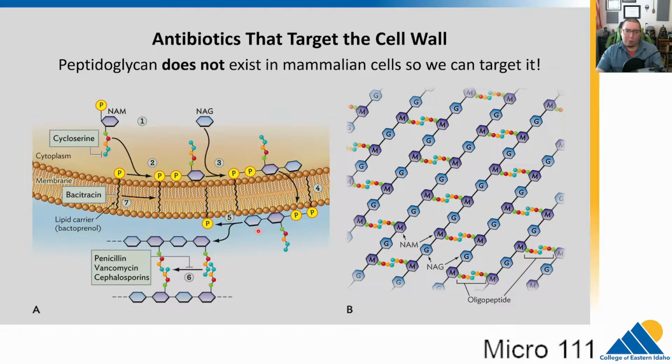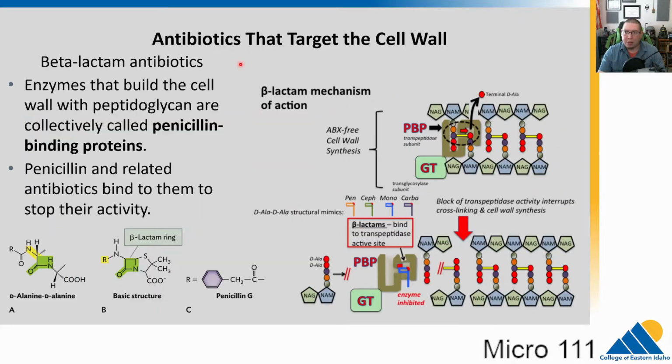Here is the cell wall, right? Peptidoglycan, these cross-linked NAG and NAM with little proteins and stuff. So peptidoglycan is unique to bacteria. It's not in mammalian cells, so we can target this, right? And there's a group of antibiotics called the beta-lactam antibiotics that will target the construction of peptidoglycan. So there's an enzyme that builds these bonds called, this is a stupid name for it, but the penicillin binding protein is the name of the enzyme.